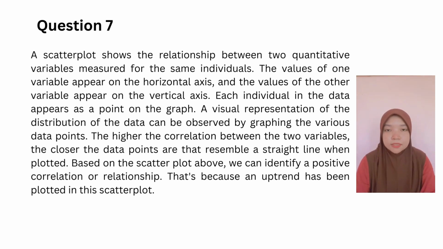H2182570. A scatter plot shows the relationship between two quantitative variables measured for the same individuals. The value of one variable appears on the horizontal axis and the value of the other variable appears on the vertical axis. Each individual in the data appears as a point on the graph. A visual presentation of the distribution of the data can be observed by graphing the values of data points. The higher the correlation between the two variables, the closer the data points resemble a straight line when plotted. Based on the scatter plot above, we can identify a positive correlation or relationship, because an uptrend has been plotted in this scatter plot.